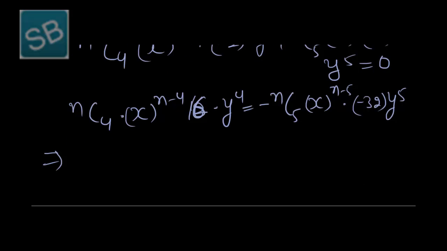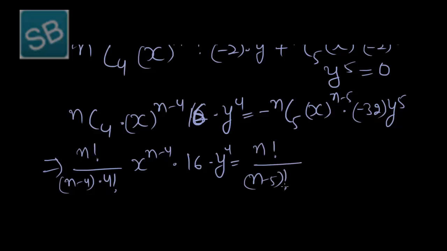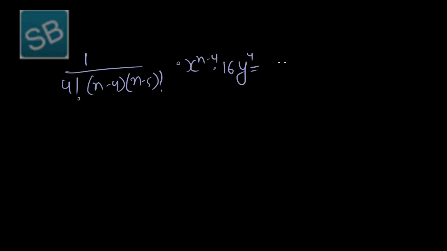That is n factorial over n minus 4 factorial into 4 factorial, x raised to power n minus 4 into 16 into y raised to power 4 is equal to n factorial over n minus 5 factorial into 5 factorial, minus minus become plus, x raised to power n minus 5 into 32 y raised to power 5. Here we have to do calculation to simplify it. Now n factorial is cancelled out by n factorial and we will remain with 1 over 4 factorial into n minus 4 into n minus 5 factorial into x raised to power n minus 4 into 16 y raised to power 4, and 1 over n minus 5 factorial into 5 into 4 factorial into x raised to power n minus 5 into 32 y raised to power 5.